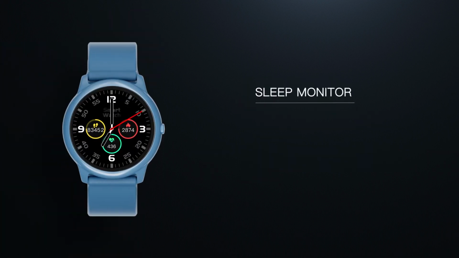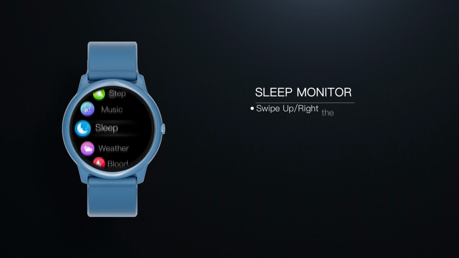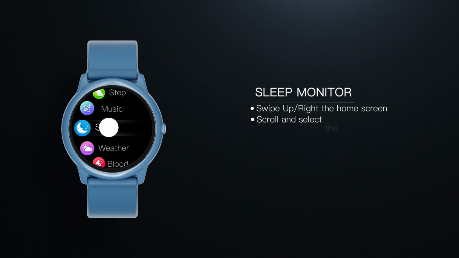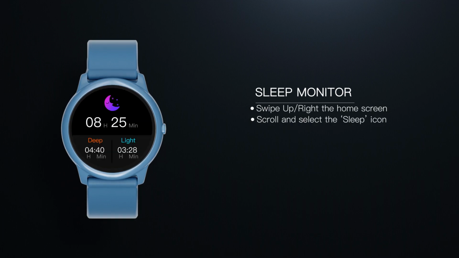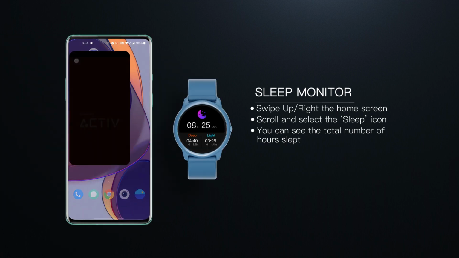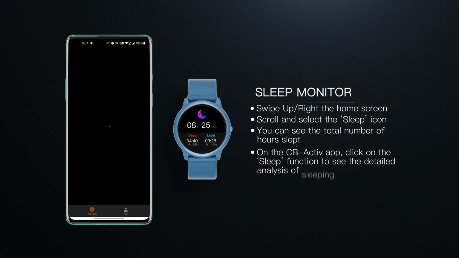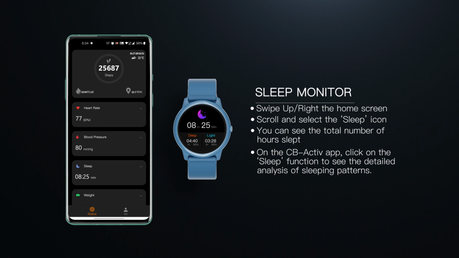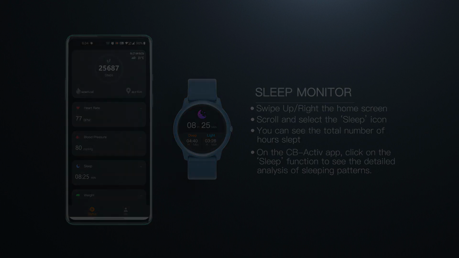Sleep monitor. Step 1. Swipe up or right on the home screen. Step 2. Scroll and select the sleep icon. Step 3. You can see the total number of hours slept. Step 4. On the CB Active app, click on the sleep function to see the detailed analysis of sleeping patterns.